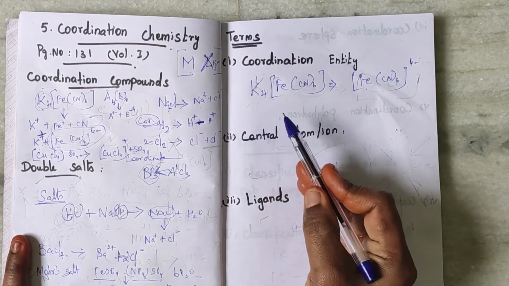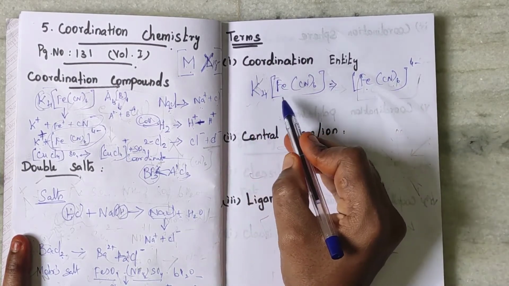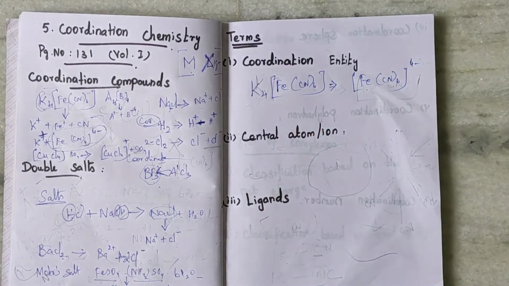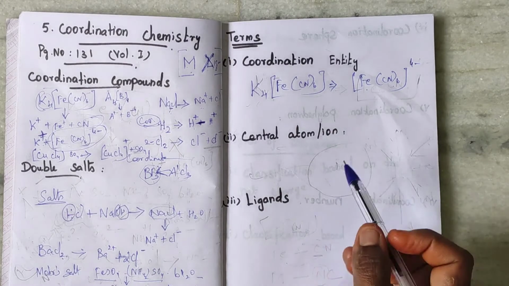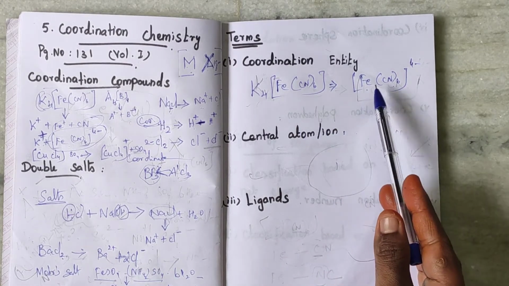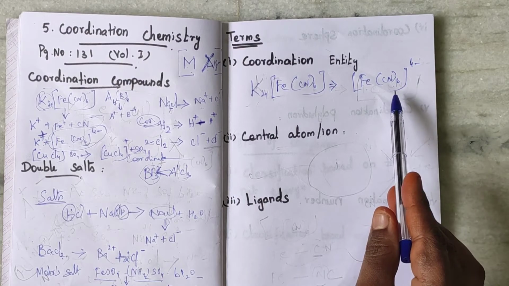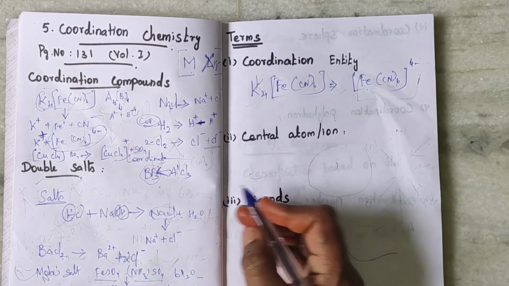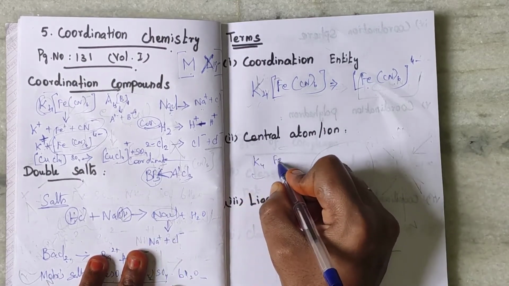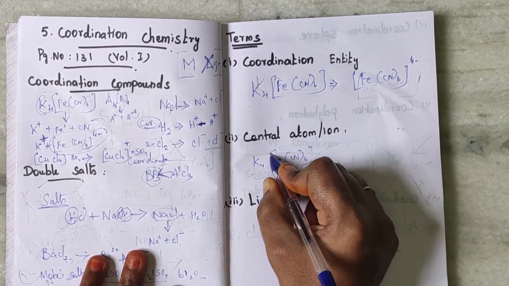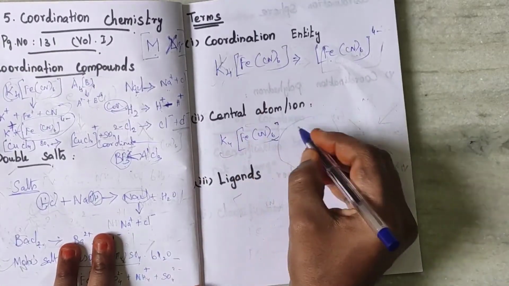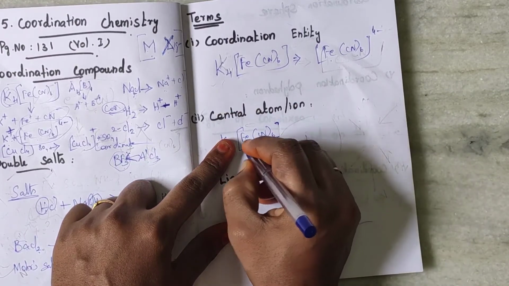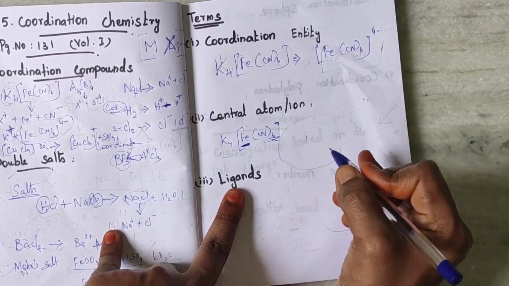One example: if they ask the question, what is the coordination entity of this? What is the answer? The square bracket, the complex, is the answer. What is coordination entity? The metal attached with ligands. Next, central atom or ion. I repeat the same example. The coordination entity contains a single metal. That's called the central atom or ion.